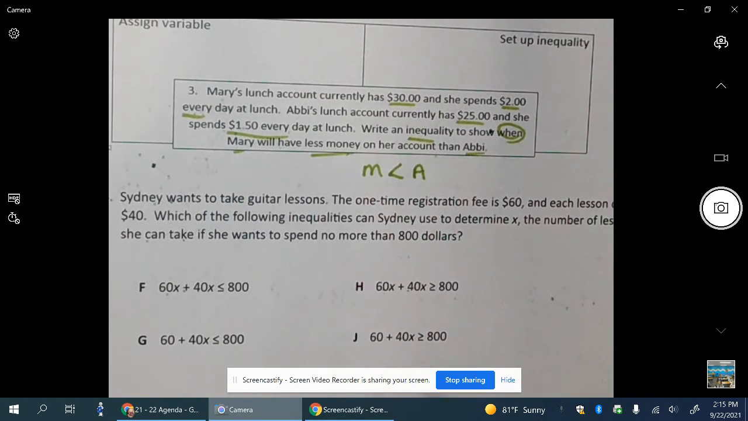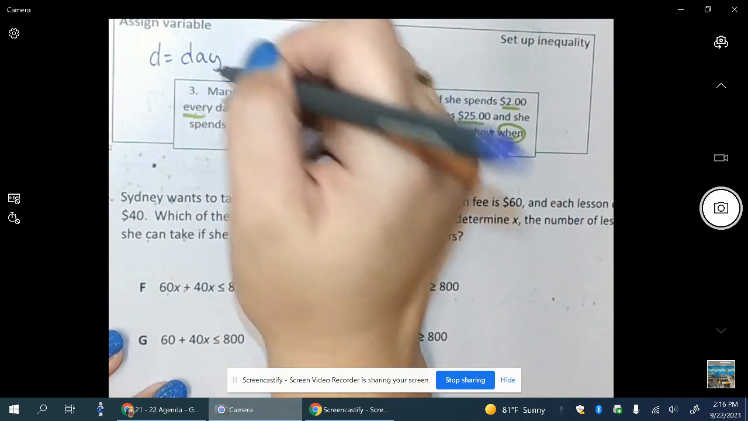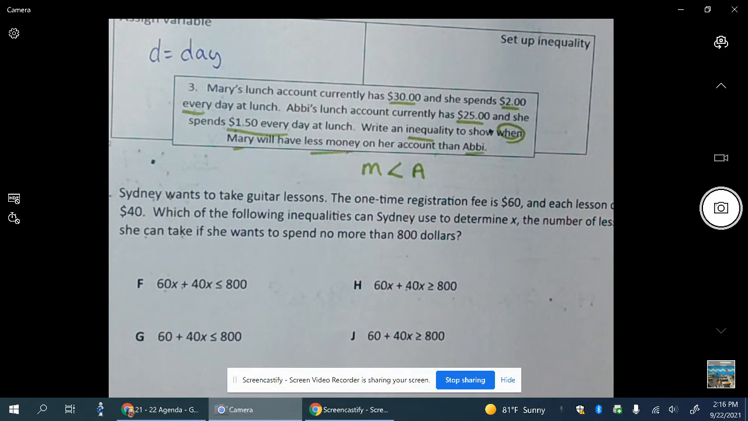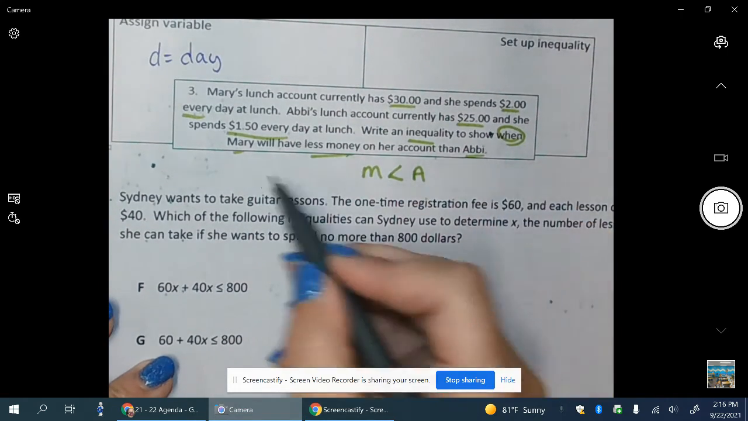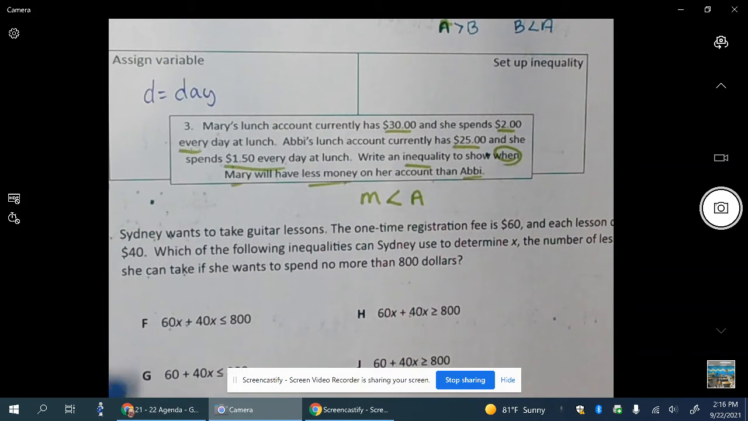All right, what variable should we use? D for what? Days. Good. A lot of people have been confused on this and wanted to do costs because it's talking about money. But the question says, when will she have less money? So what day?